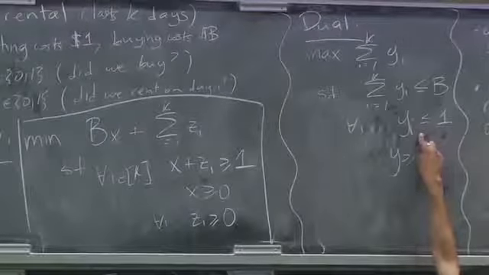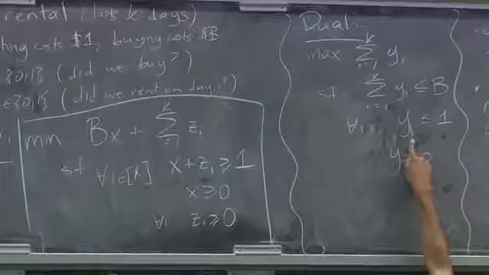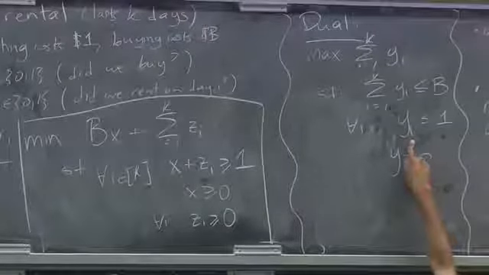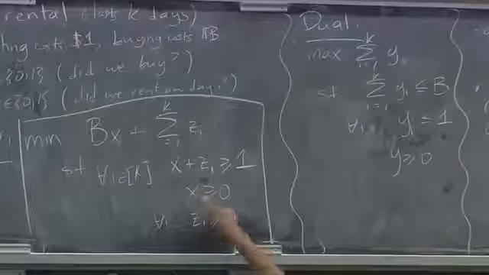How about in the dual? What if yi is bigger than 0, strictly bigger than 0? If yi is strictly bigger than 0, all I know is that, well, x plus zi is certainly at least 1. We're going to set one of them to 1. But we might end up setting both of them to 1. So it's certainly at most 2. So alpha is 1 and beta is 2.